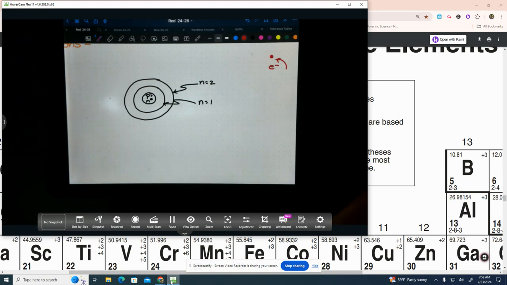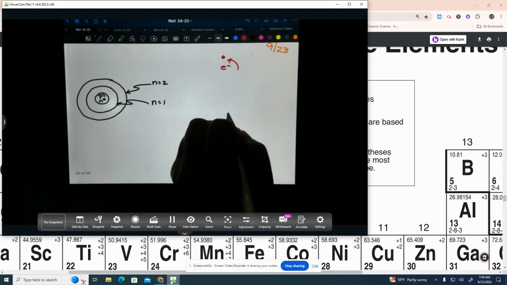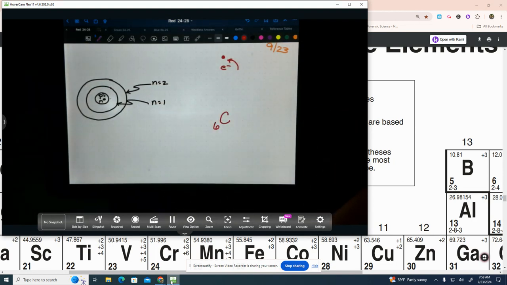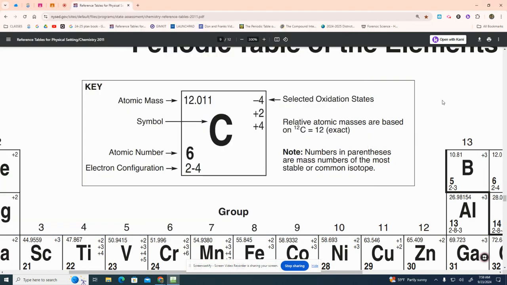When we look at carbon, carbon has 6 protons in it. How many electrons is it going to have? 6. Because in an atom, the number of protons is equal to the number of electrons. Do you remember that? Now look at your periodic table. You see this down here in the bottom left-hand corner? It says electron configuration.